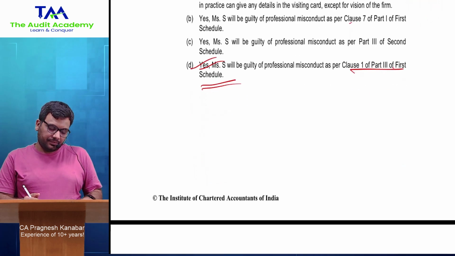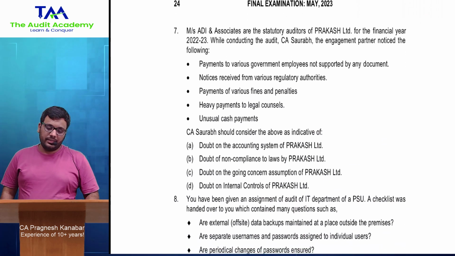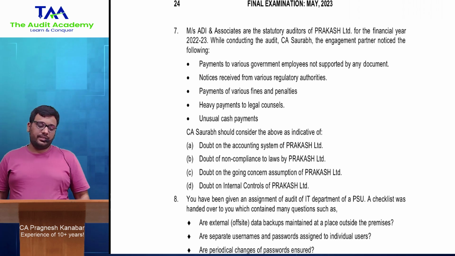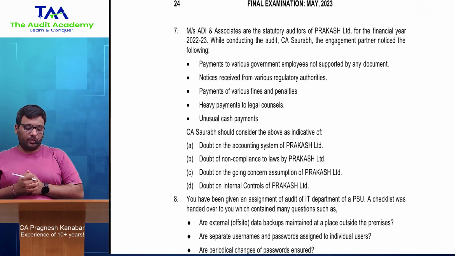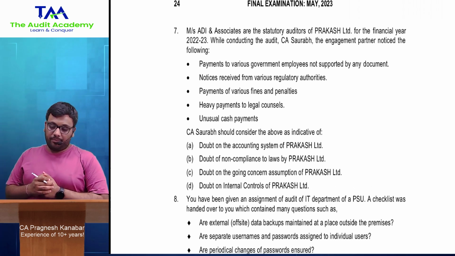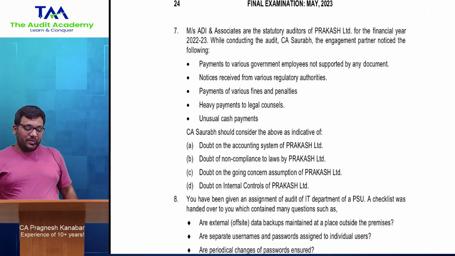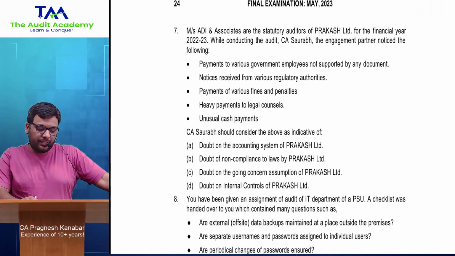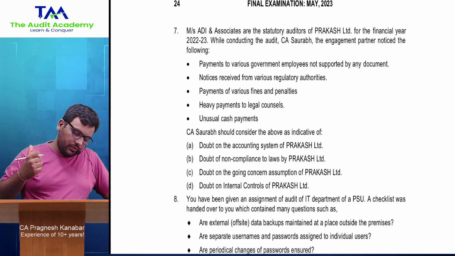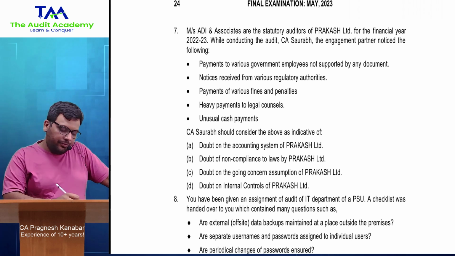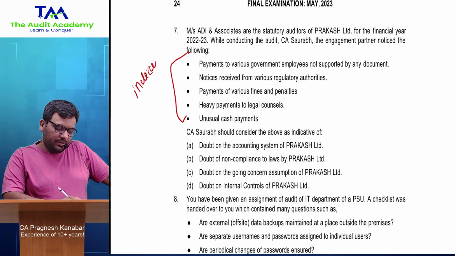All right, question number 7. Messrs. Adi and Associates are statutory auditors of Prakash Limited for the financial year 22-23. While conducting audit, CS Saurabh, the engagement partner, noticed the following: payment to various government employees not supported by any document. Notices received from various regulatory authorities. Payment of various fines, penalties, heavy payments to legal counsels, unusual cash payments. My God, this is a full copy paste answer of indications of non-compliance with laws and regulations.